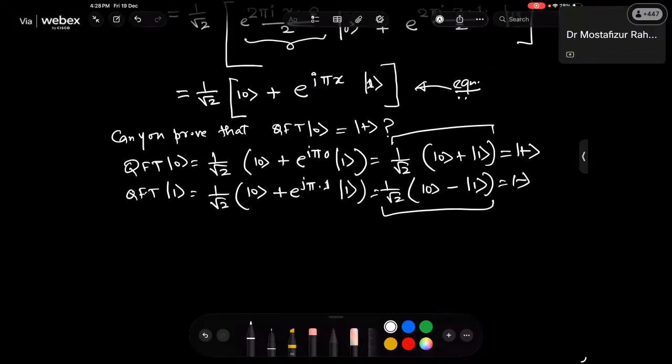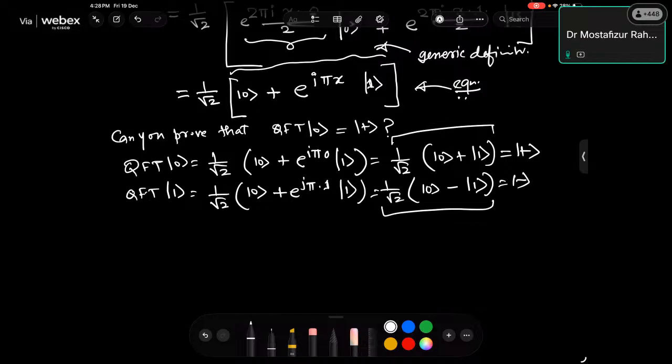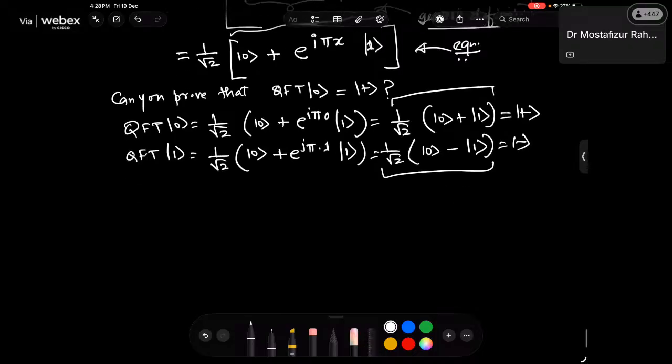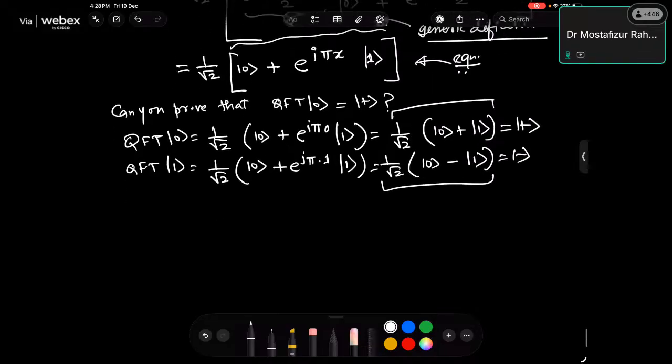But here, if you see, this is the generic definition of the Hadamard gate for 1 qubit. So this is a generic definition, which is dependent particularly on x, right? So this is another way of writing the Hadamard thing on the Fourier matrix. I'll come back to this definition again. This is important.